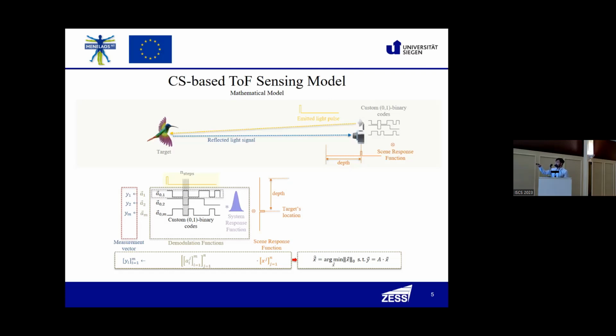As the codes are not exactly binary, there are transition times, and also the pulse that we send is not infinitely short. We have a system response function that accounts for these two effects. So the recovery of the scene response function from the measurement vector can be seen as an L0 minimization problem when the sparsity of the signal is considered. It means that mainly all the space is empty and there are only some opaque targets in the scene.